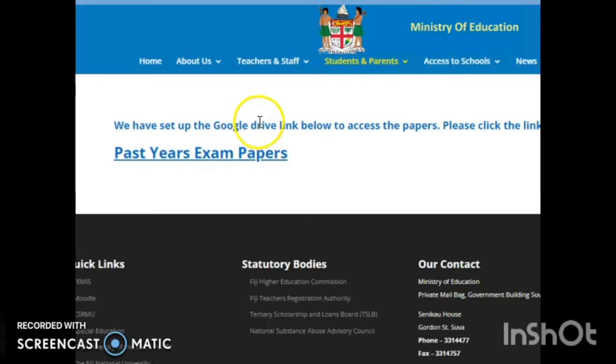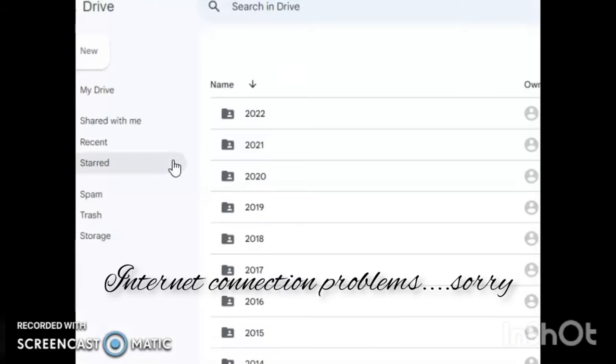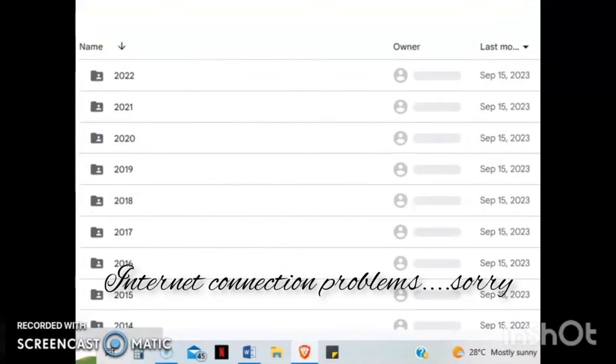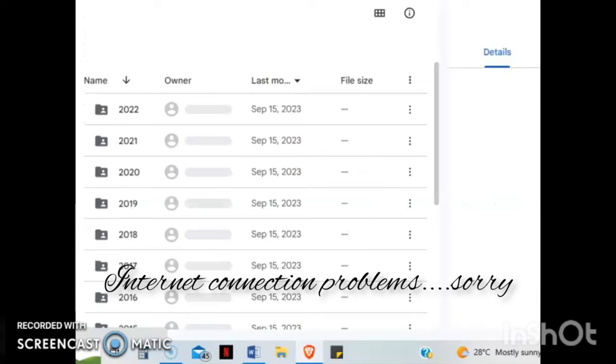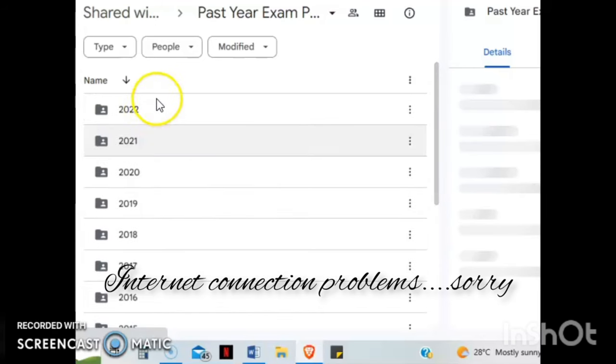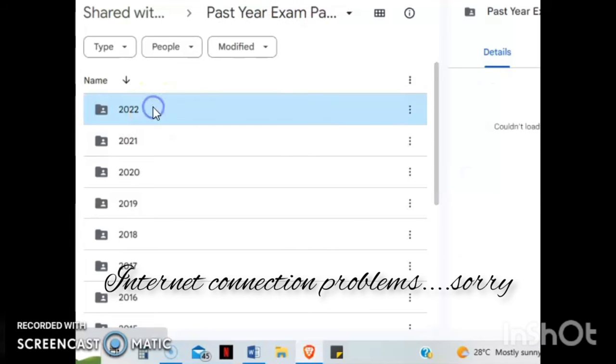When you come to the Ministry of Education page, I want you to click again on this link. They've set up a Google Drive link. Click on it. Wait a few seconds. Click on it, and then here it is. So this is what's available to us to see. So there is their search drive. And it goes as far as 2012 and even lower. So we won't go right to the lowest one. We'll go to last year's paper, 2022. So let's open 2022.